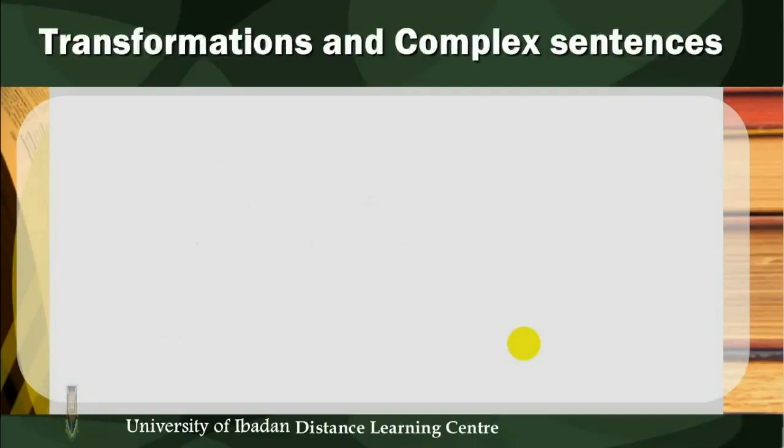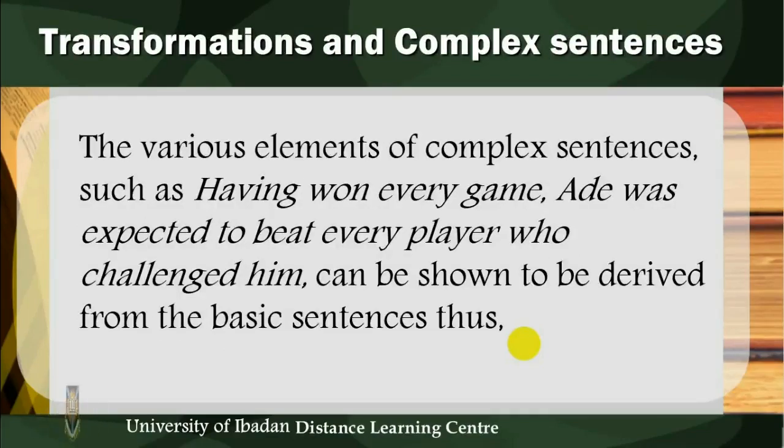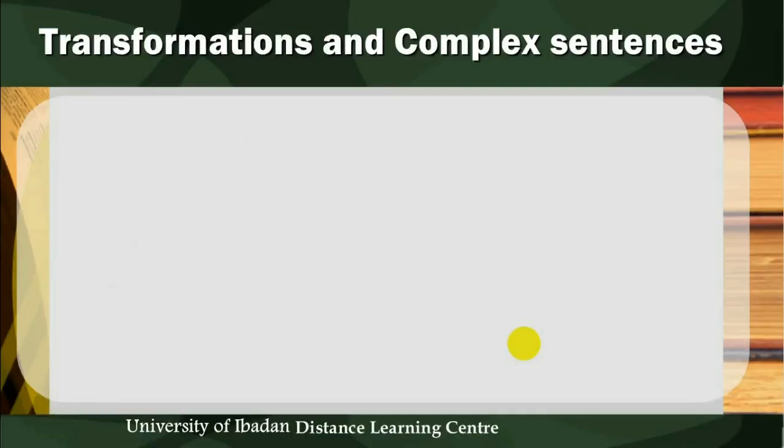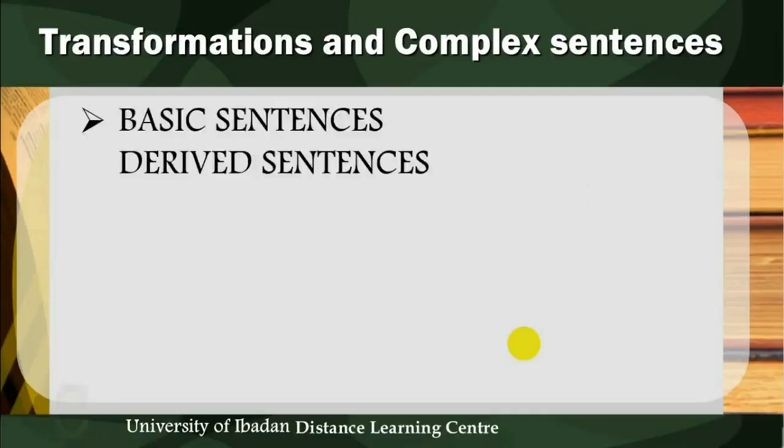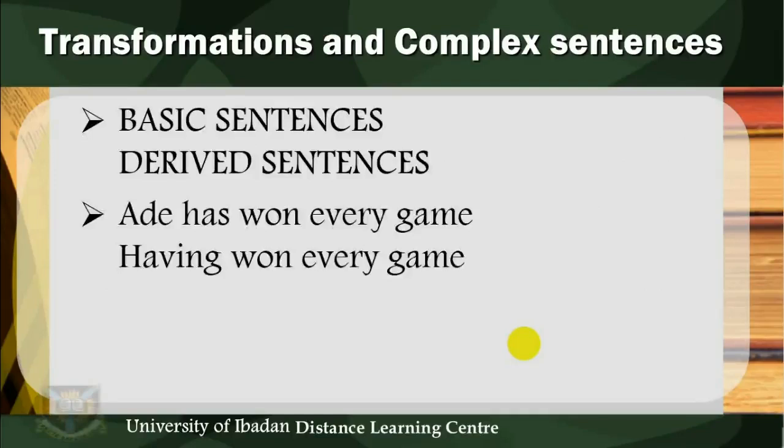Transformations and complex sentences. The various elements of complex sentences, such as: having won every game, Ade was expected to beat every player who challenged him, can be shown to be derived from the basic sentences thus. Basic sentence: Ade has won every game. Derived sentence: having won every game.